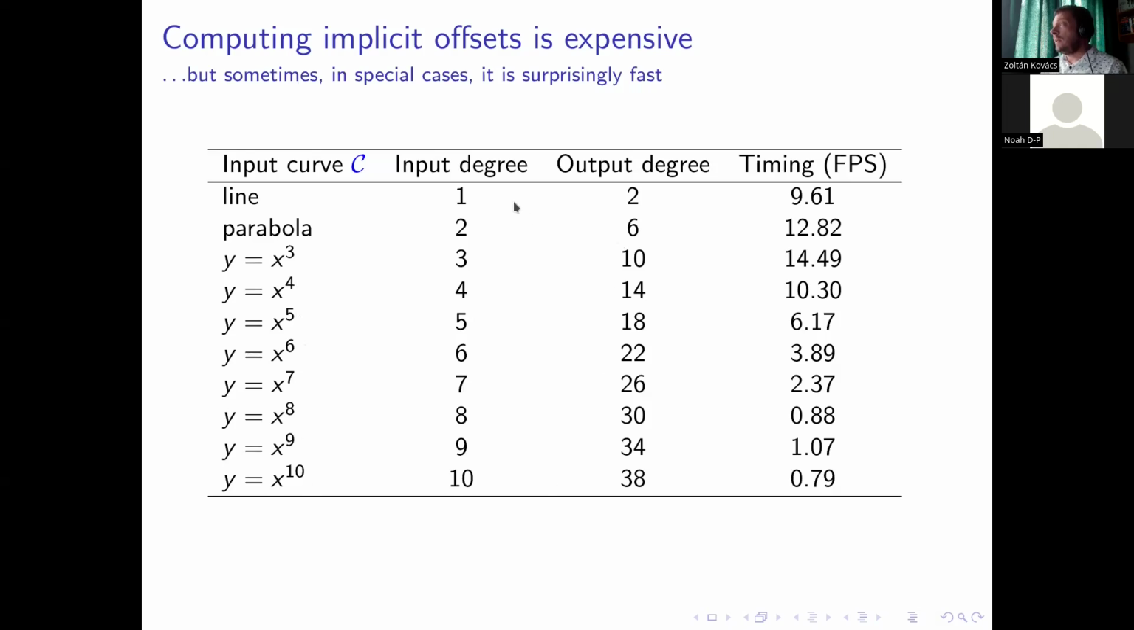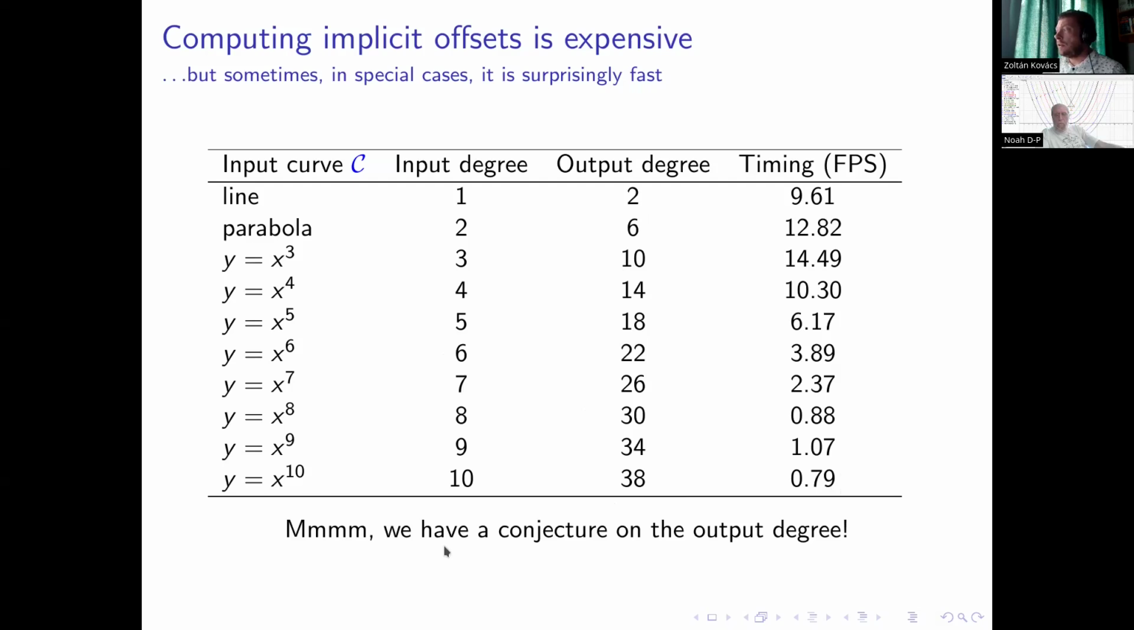And in such cases, we learned that the timing is well, not very fast for bigger exponents here, but we managed to learn also the output degree, and the visualization was also successful. So we were quite surprised, and well, we also managed to have a conjecture on the output degree. So you can see each time we increase the input degree, the output degree increases by 4. So that was our conjecture.